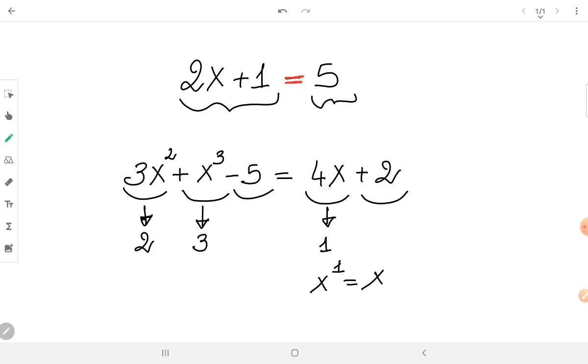Then the degree of this equation is the highest exponent. Then the degree of this equation is 3. And the degree of the first equation, 2x plus 1 equal to 5, is 1. And then it is a first degree equation.